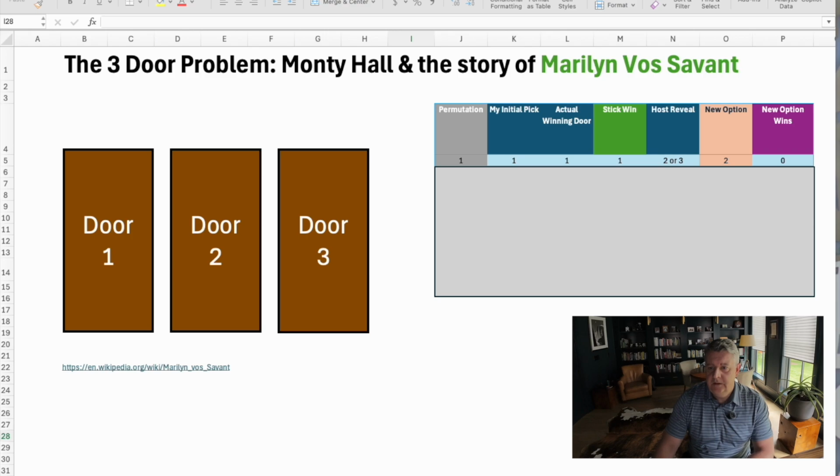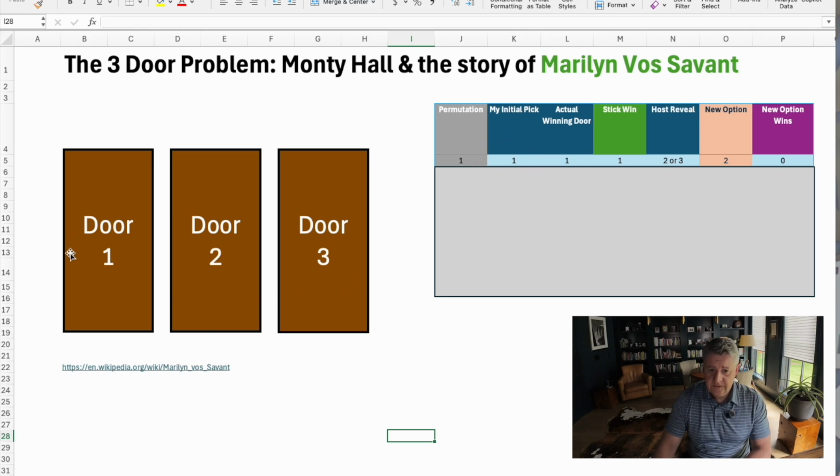So here is the problem. There's 3 doors, you're on a game show, and you have to pick which door you think the prize is behind, door 1, 2, or 3. So as you could probably figure out, you've got a 33% chance of getting it right. So the prize could be in either door. So 2 doors lead to nothing, 1 door gives the prize that you're looking for.